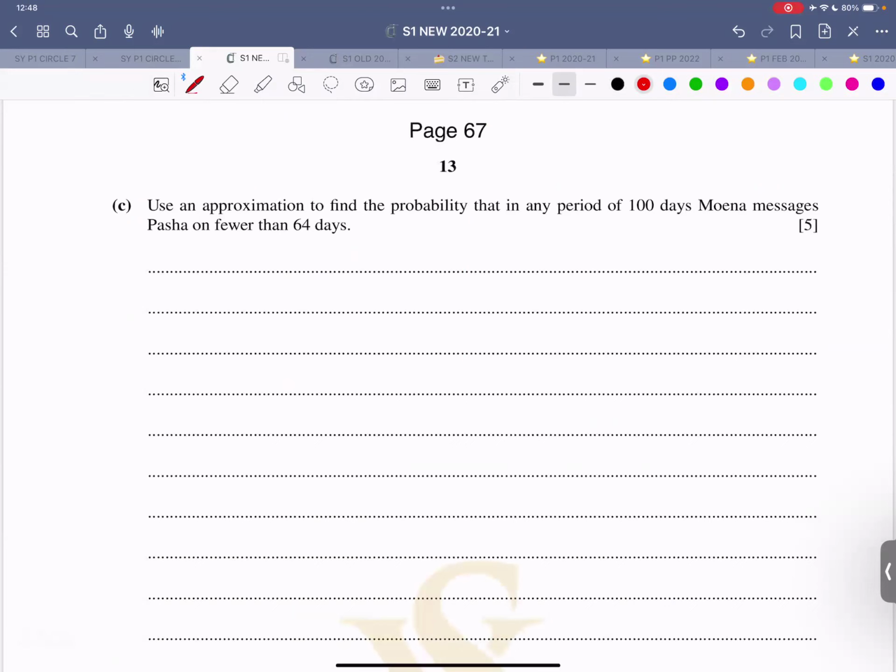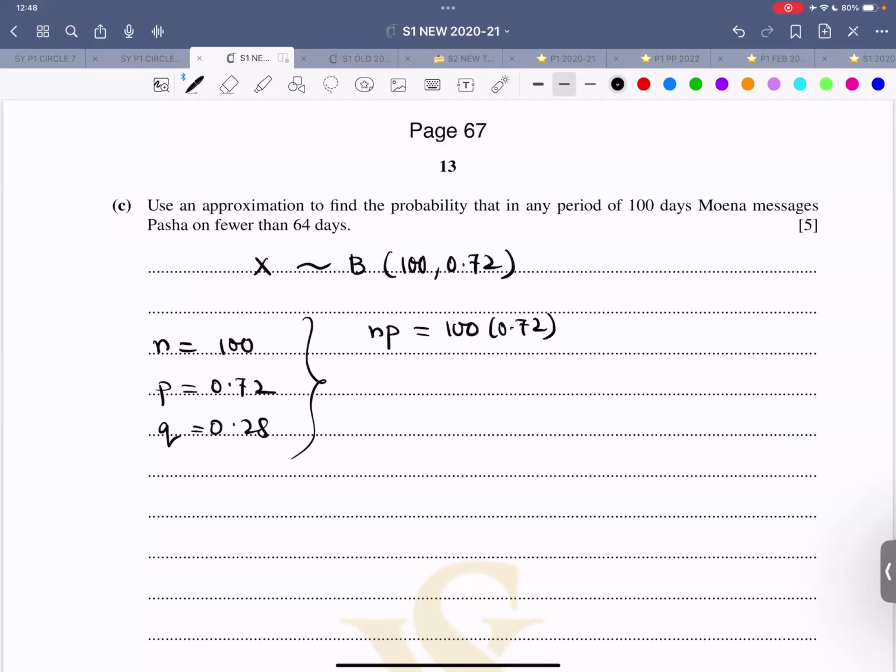Now, part C. Use an approximation. Find the probability. In any period of 100 days, Moina messages Pasha on fewer than 64 days. It's the same probability of success, but it's approximation. X follows a binomial distribution, 100, 0.72. N is 100. P is 0.72. Q is 0.28. First of all, calculate NP, which is 100 into 0.72, which is 72. Also calculate NQ, which is 100 into 0.28, which is 28.